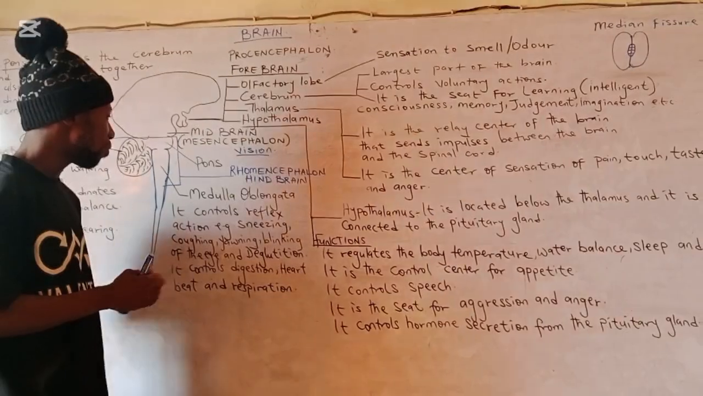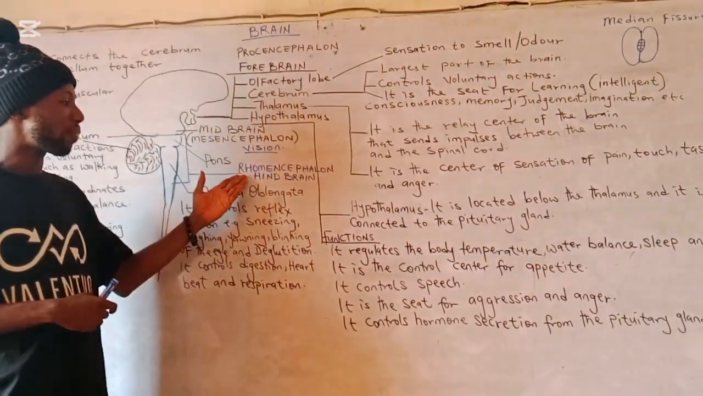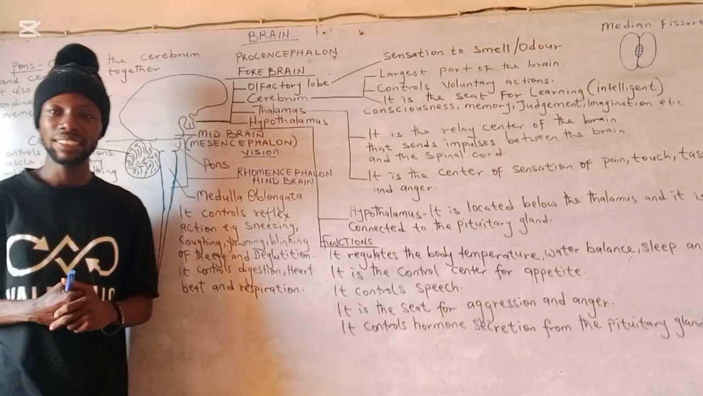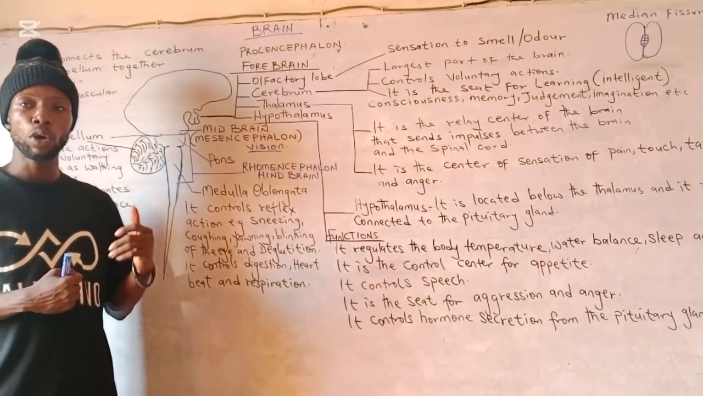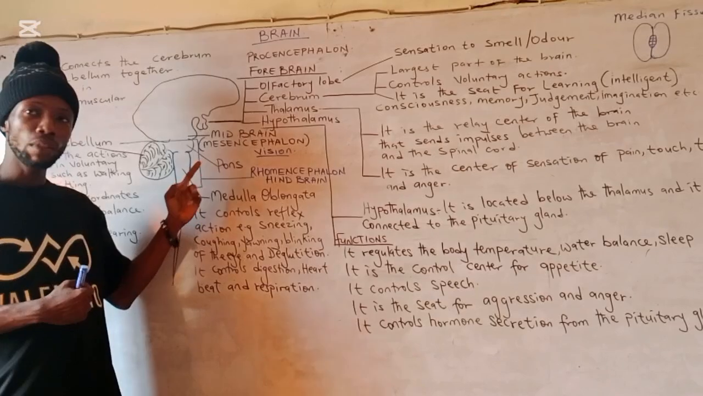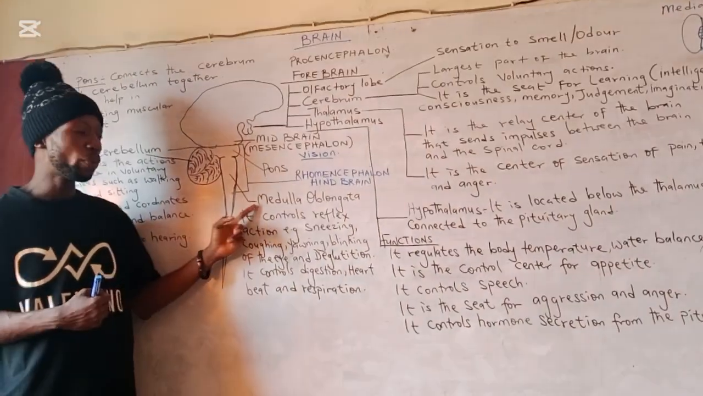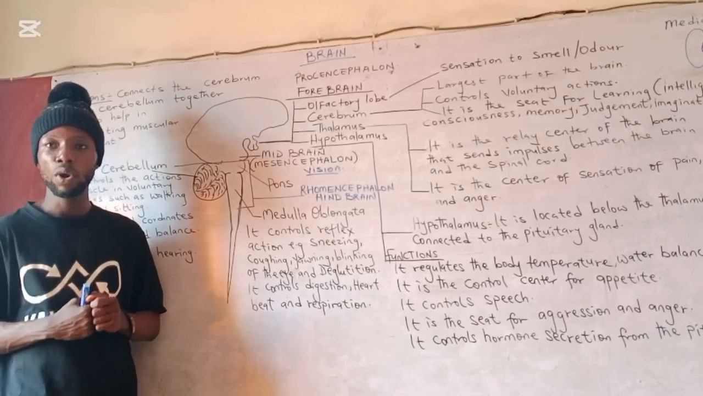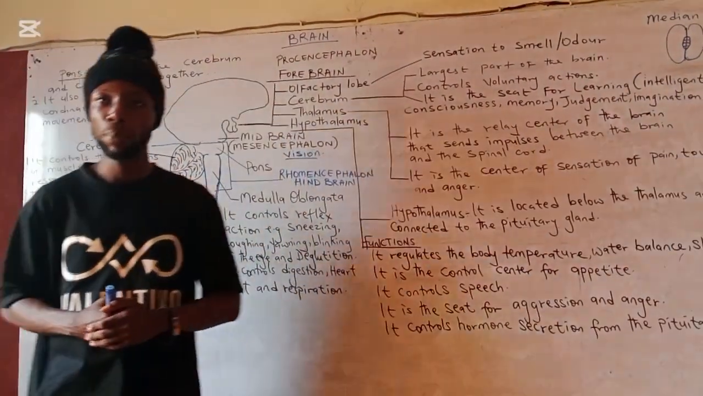Next we have the rhombencephalon, which is the hindbrain. We have 3 important structures. Look at the pons here. We have the cerebellum, and we have the medulla oblongata. What is the function of the pons?